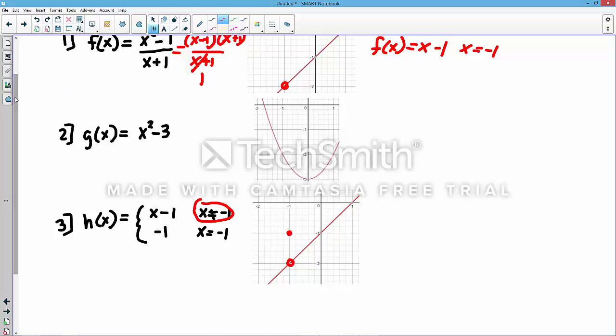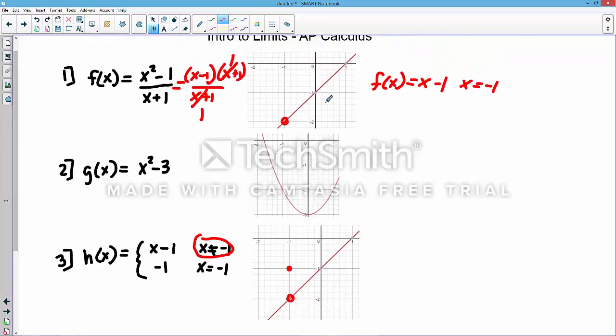So what do these three have in common? What are we going to look at? We're going to look at the limit as x approaches negative 1. Somebody may say to you, just erase this. What happens as x approaches negative 1? What's the limit? So we're going to write that as the limit of f of x as x approaches negative 1.